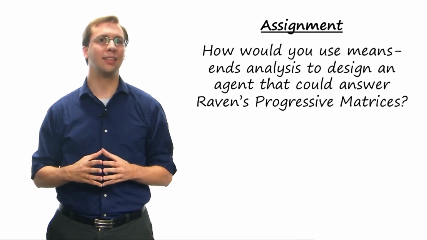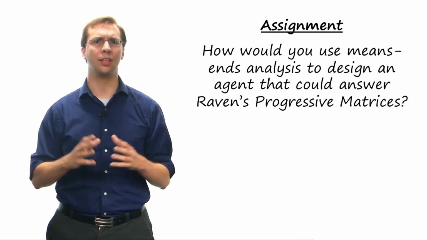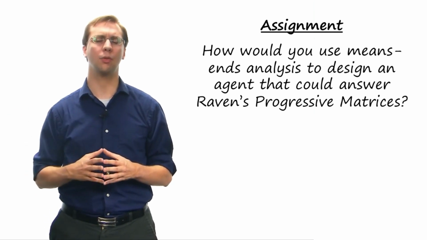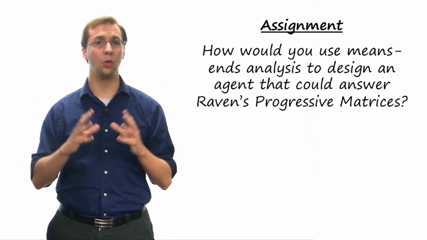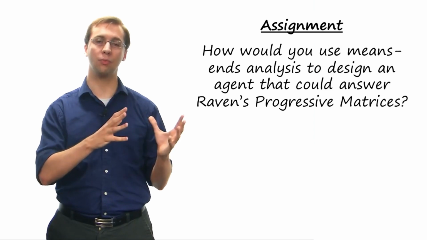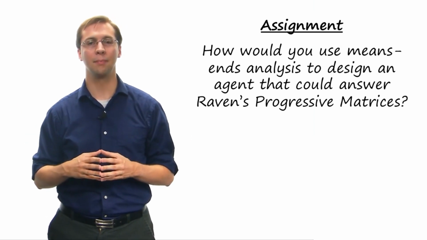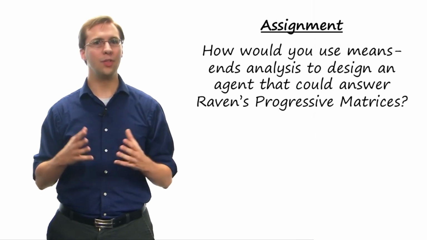So how would you use means-ends analysis to solve Raven's progressive matrices? What exactly is our goal in this context? We might think of the goal in different ways. We might think of it as the goal is to solve the problem. Or in a different sense, we might think of the goal as to transform some frame into another frame and then trace back and find what the transformation was. In that context, how would you then measure distance?